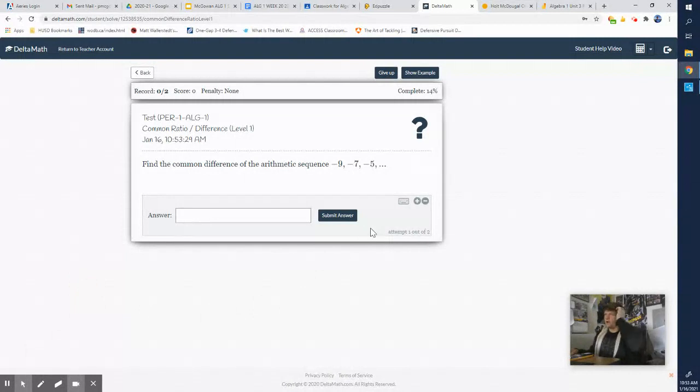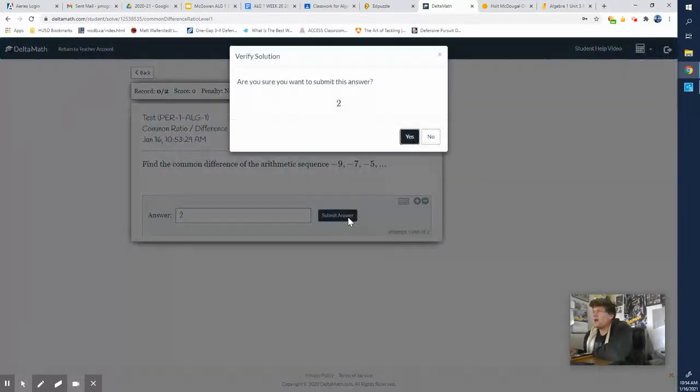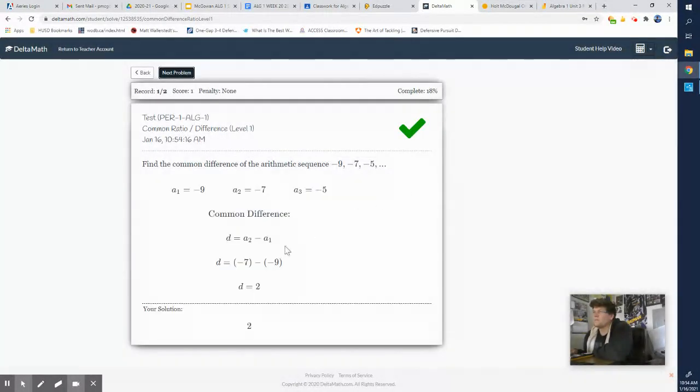So focusing on this problem, we have -9, -7, -5. It says find the common difference of arithmetic. So that means we're either adding or subtracting to get to the next number. Now, if you can't see it right away, all you have to do is just take the second number, subtract the first from it. So I have -7 minus -9, which makes +2. I'm adding 2 every time in this problem.